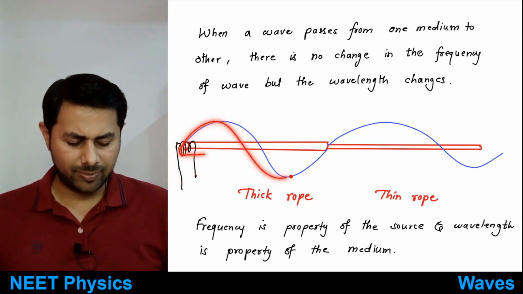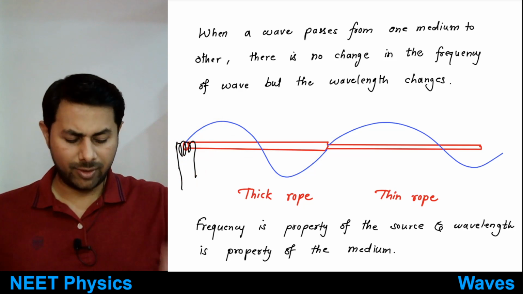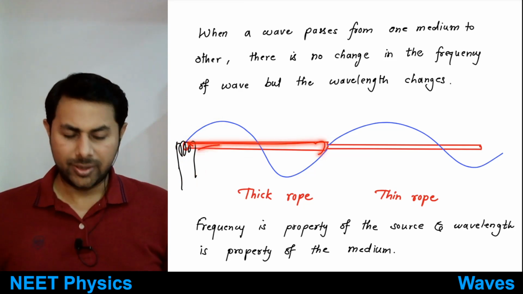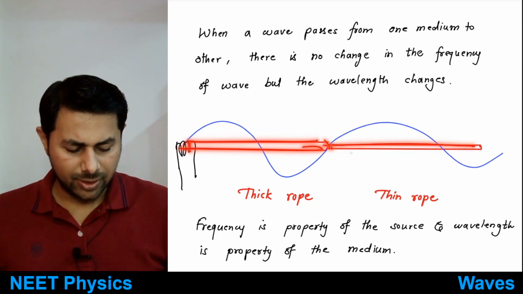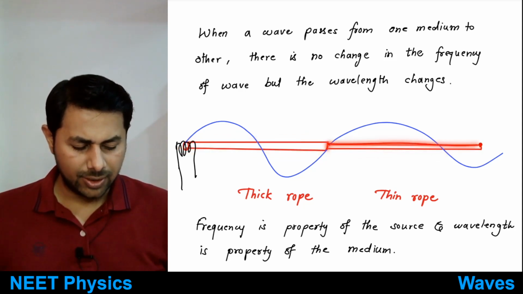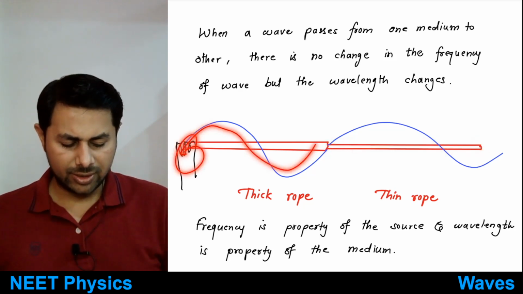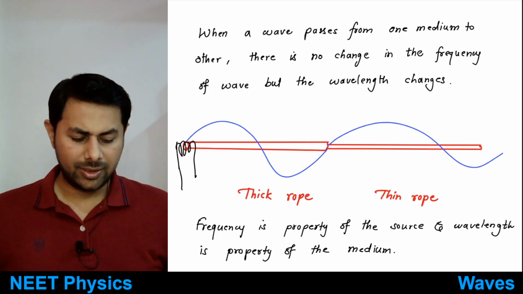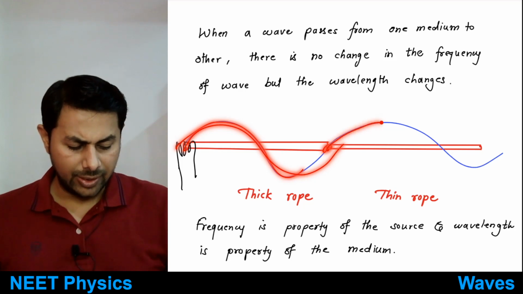Okay, so for an example, I am producing this wave on the string, but you have this rope which is connected to a thinner rope, a thick rope connected to a thin rope, and then you are producing waves in this one, right? So when the wave passes from this medium to another medium, what will happen?